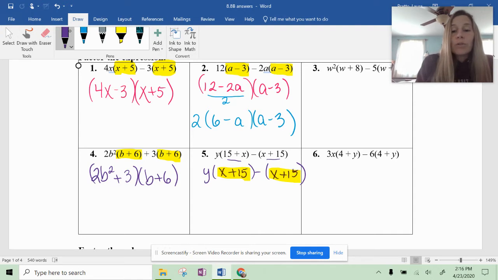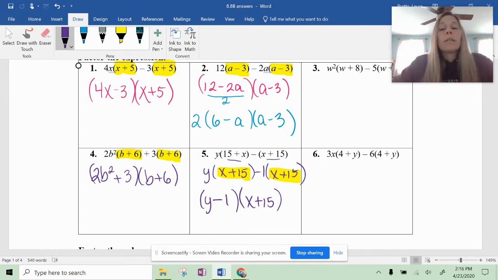So I'm going to take my two GCFs, which in this case are y minus, and this is really a 1 since there was nothing there. And then my second factor is this x plus 15. And I'll leave 3 and 6 for you to do for extra practice.